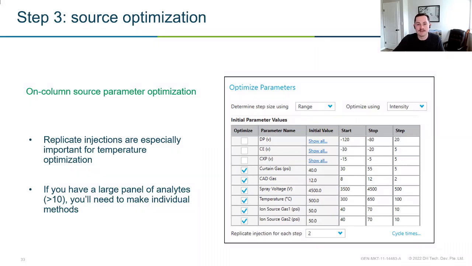In SCIEX OS, there's a nice little script that will do this for you. You can do the same thing in Analyst as well. But if you have a lot of analytes, sometimes I'll just make the methods and change the variables myself. It kind of depends on your personal preference.